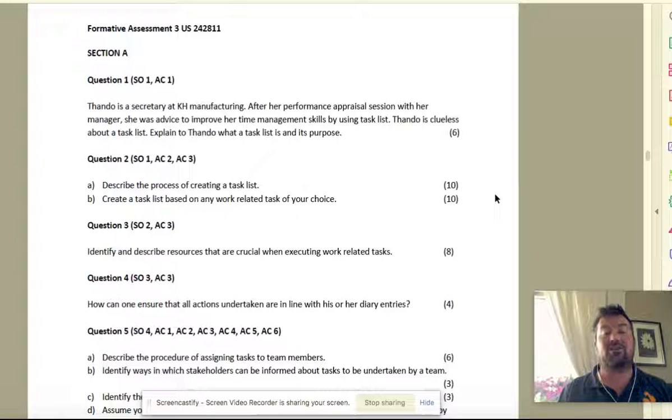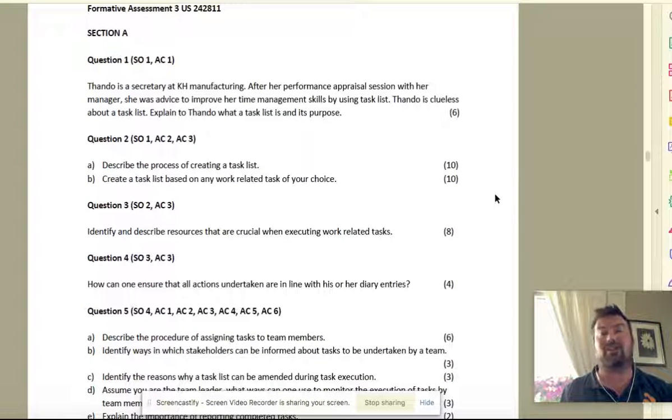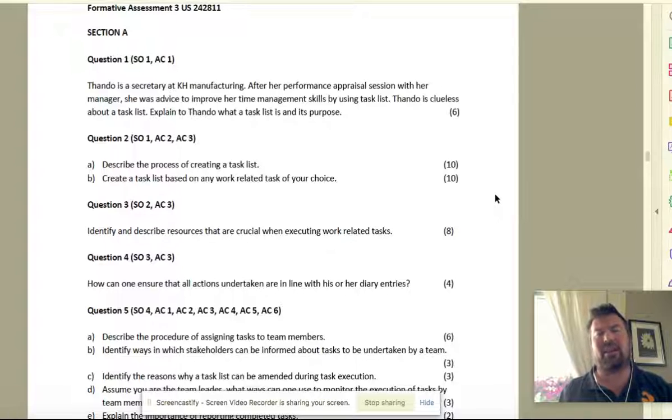Then question number 4. So how can one ensure that all actions are undertaken in line with his or her diary entries? So you have an employee. You can look at their diary. Would you know that they are executing what they are doing? So how would you know about that? How do you make sure that their tasks are in line with their diaries, or they are using their diaries to maximum effect to make sure that their tasks are done? So page 28 talks a lot about that in your workbook, and so that can definitely help you.